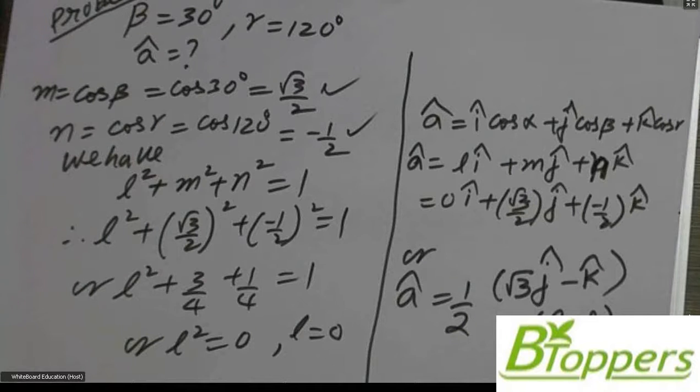So with this we have completed the discussion of addition and subtraction of vectors. Then I am giving some multiple choice questions after this problem.